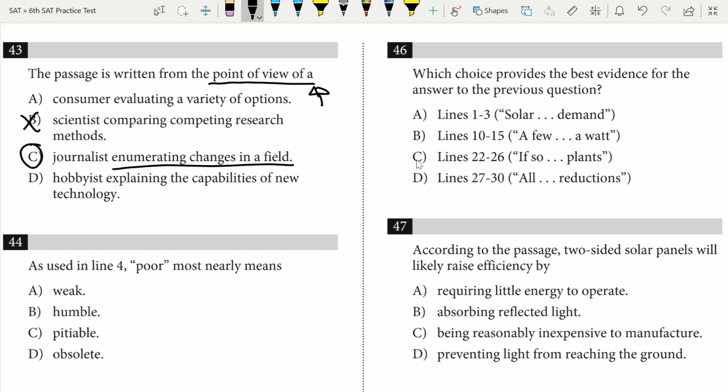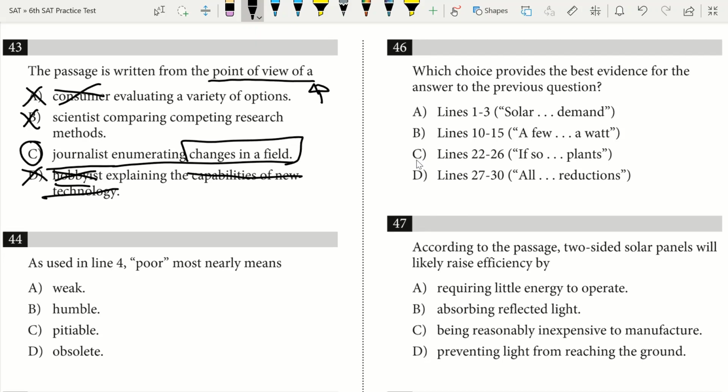They're talking about how solar used to be very expensive and have low power output. Now we are increasing our power output and decreasing our cost, okay? It's not from a hobbyist, because a hobbyist wouldn't be writing like this, right? A hobbyist would be using more slang, more casual terms, not explaining as much. He's not explaining necessarily the new capabilities of technology either. We're really talking about those changes in that field, that lowering of cost, increasing of power output. Also, definitely not a consumer writing this.